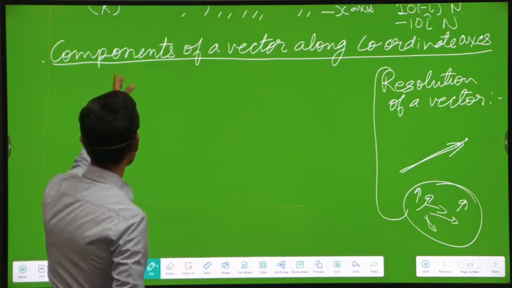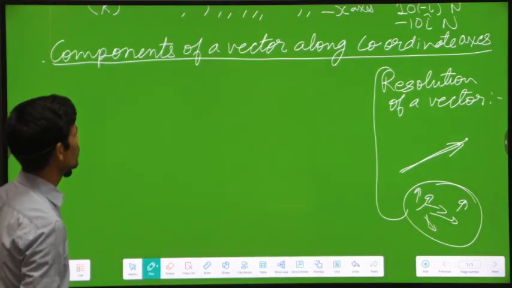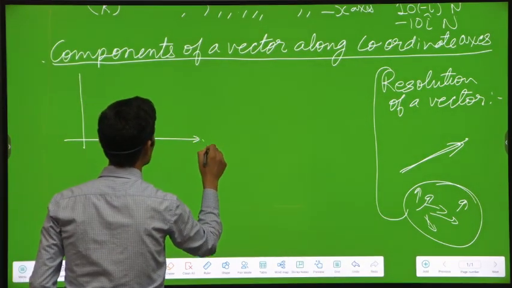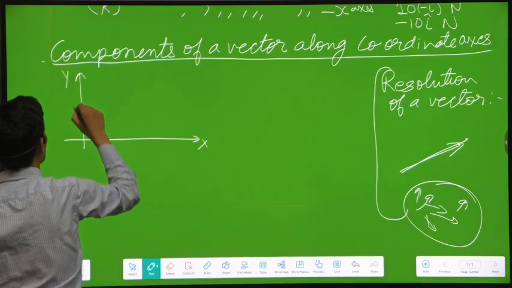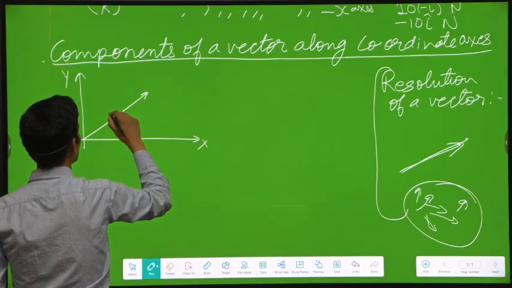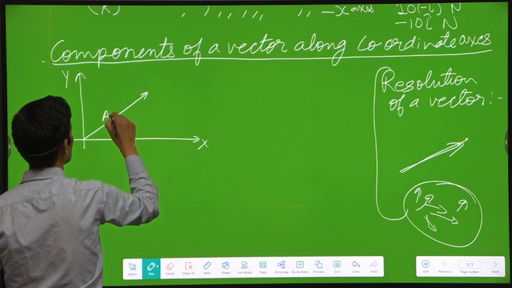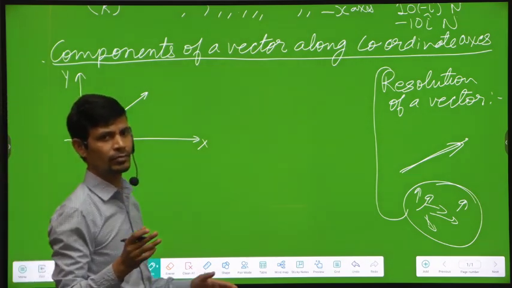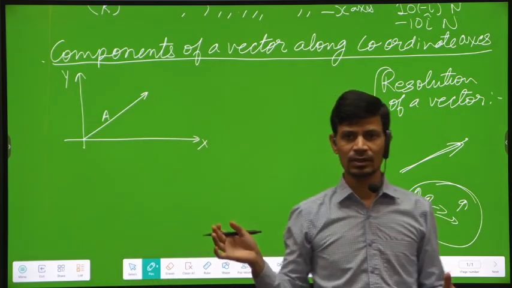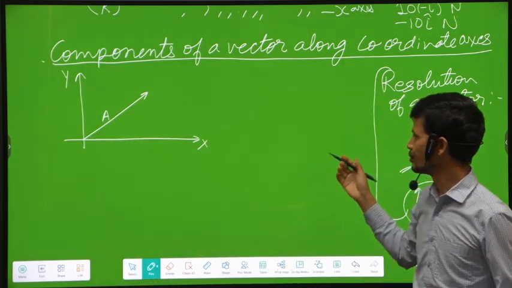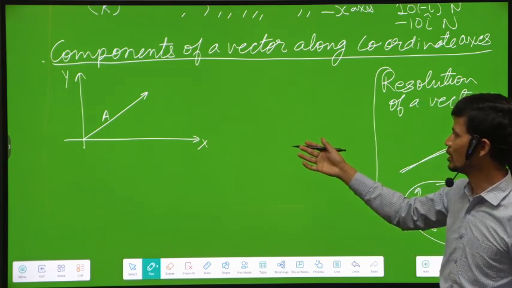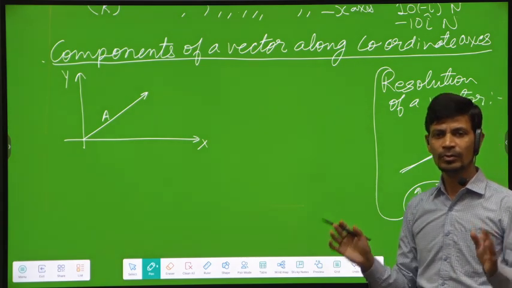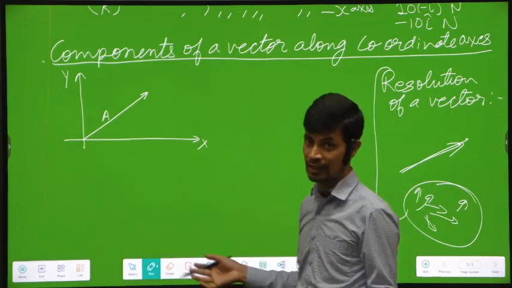Okay, so the component of a vector along the coordinate axis. For the sake of simplicity, I am taking only the two-dimensional case, and there is a vector. The vector is A. I'm doing this resolution, or I'm resolving this vector, purely in a geometrical and trigonometric manner.